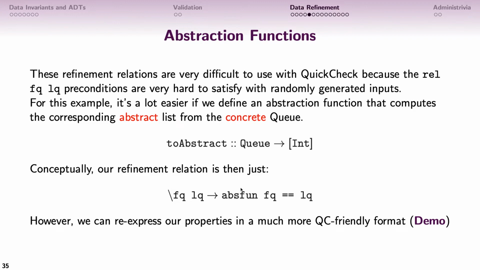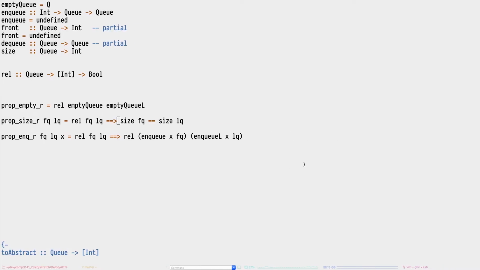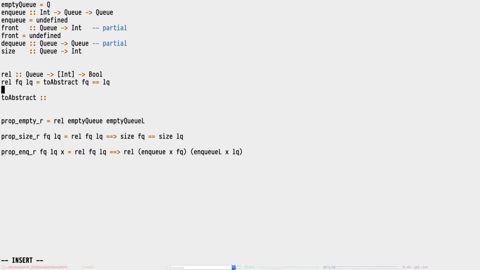So we'll actually define this toAbstract function, and then our refinement relation is essentially just saying: take in the fast queue and the list queue, then the abstraction function applied to the fast queue should be equal to the list queue. But this actually lets us define our properties in a much more QuickCheck-friendly format. So let's do that. Instead of having the refinement relation, we're going to have toAbstract, right? And our refinement relation for the fast queue and list queue is just going to be that toAbstract of the fast queue equals the list queue.